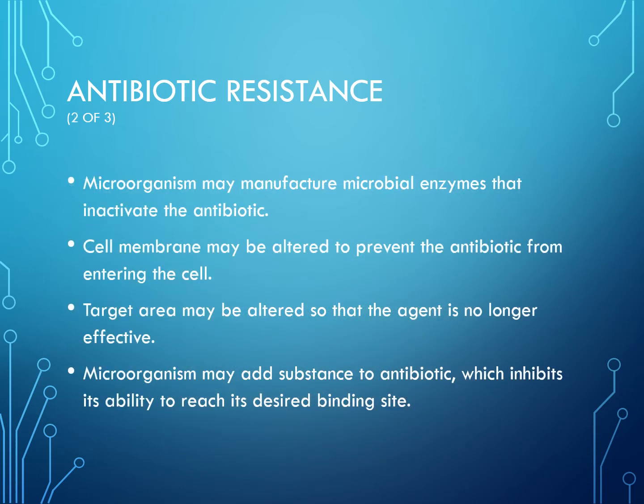There are 4 major categories of antibiotic resistance mechanisms, or ways that they can decrease the activity of that antibiotic. So microorganisms may manufacture little enzymes that inactivate the antibiotic. Some of them will alter the cell membrane to prevent the antibiotic from entering the cell. Others will have the target area altered so the agent is no longer effective. And then the 4th way is the microorganism may add a substance to the antibiotic, which inhibits its ability to reach its desired binding site.